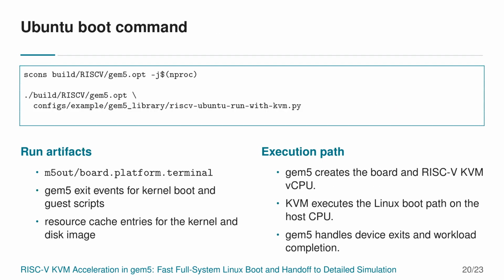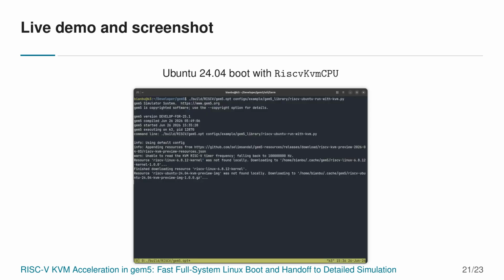So this is the command for the demo. We first build the RISC-V gem5 binary, then run the gem5 library RISC-V Ubuntu KVM configuration. During the boot, gem5 creates the board and KVM vCPU, KVM executes the Linux boot on the host CPU, and gem5 handles device exits, M5ops, and the workload completion. So this is the part where we'll do the live demo. I'll hopefully do this live, but if not, we'll send a video so the demo can be shown to you.